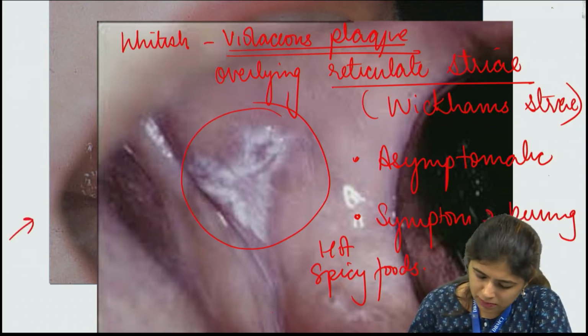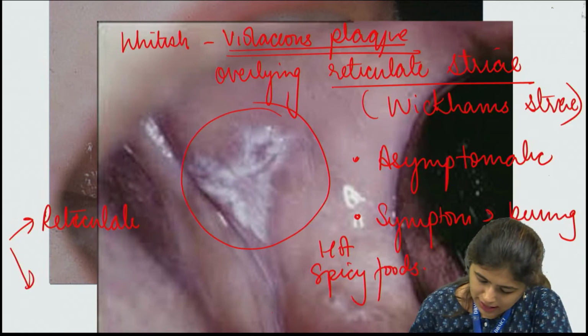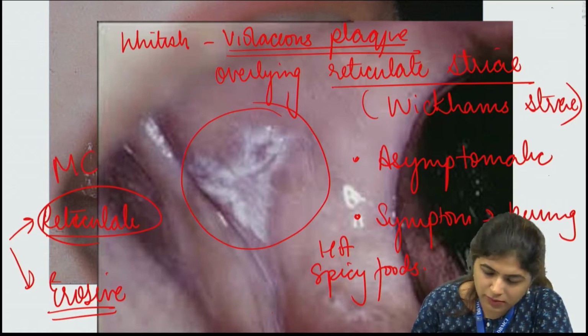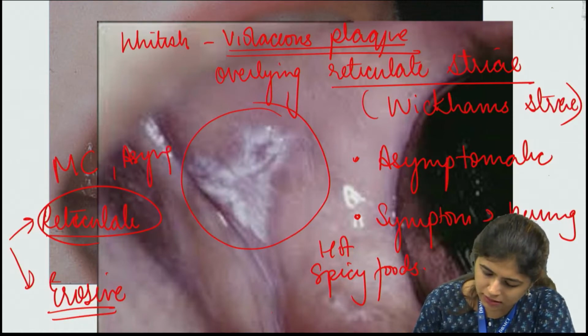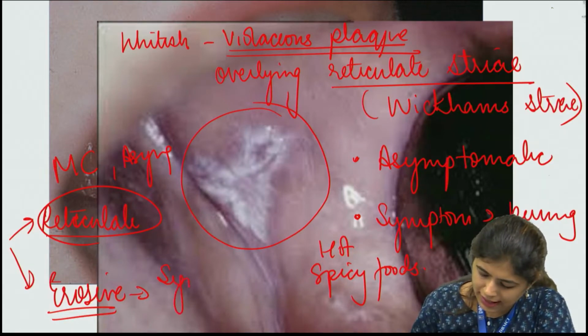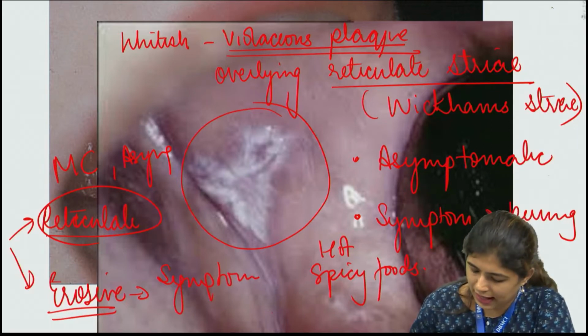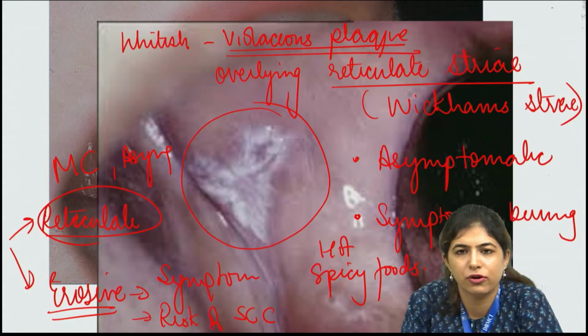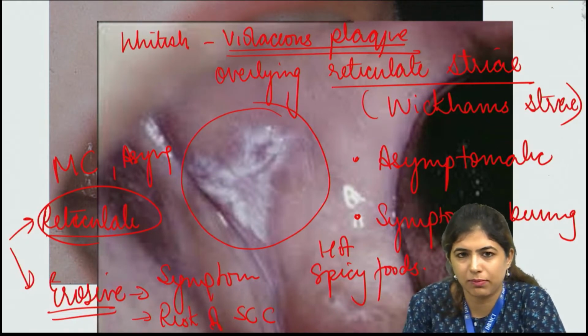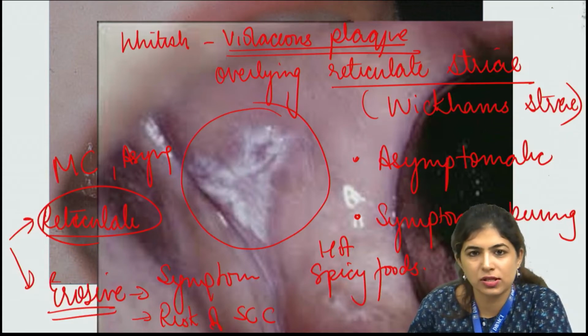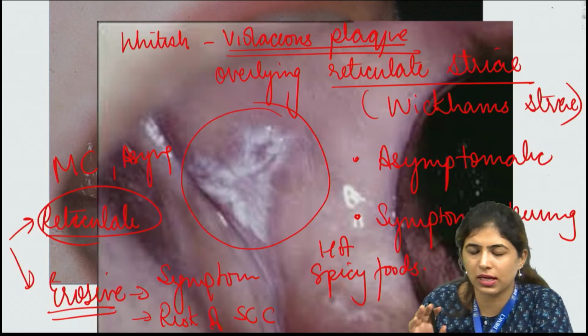Now, for your purpose, there are two major types. One is the reticular type and the other is the erosive variant. Reticular type is the most common variant. Mostly asymptomatic. Erosive has symptoms and there is a risk of SCC in the future. In this image, what you see is the reticular type. Okay, it just has whitish stria or reticular stria on the surface.